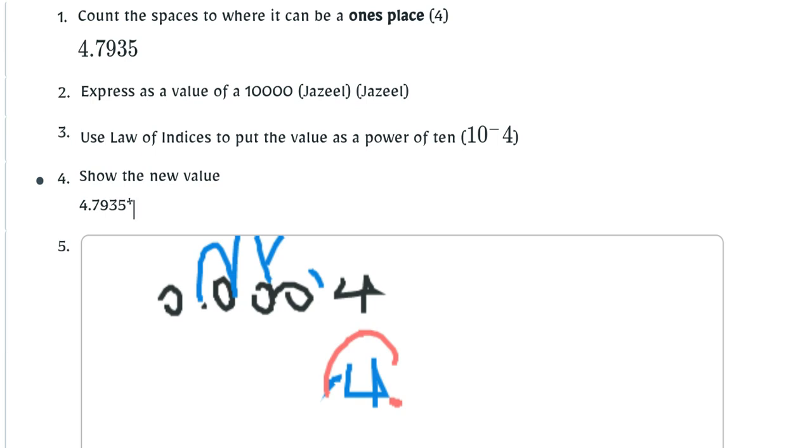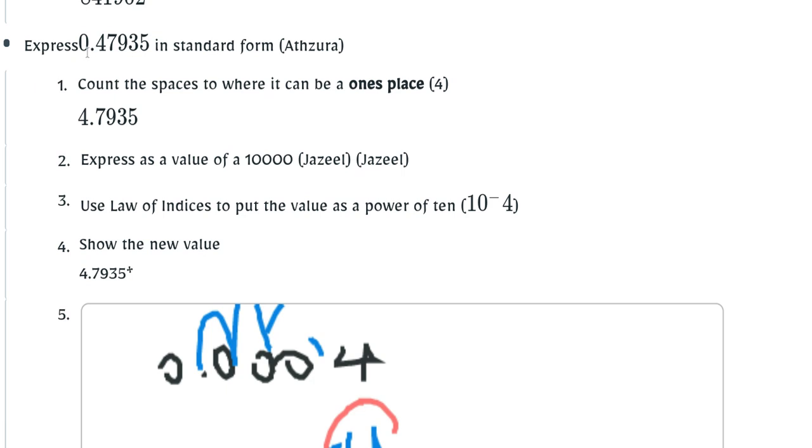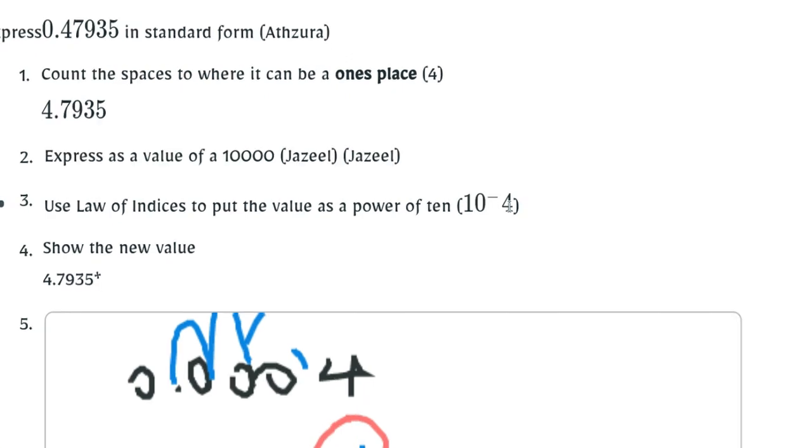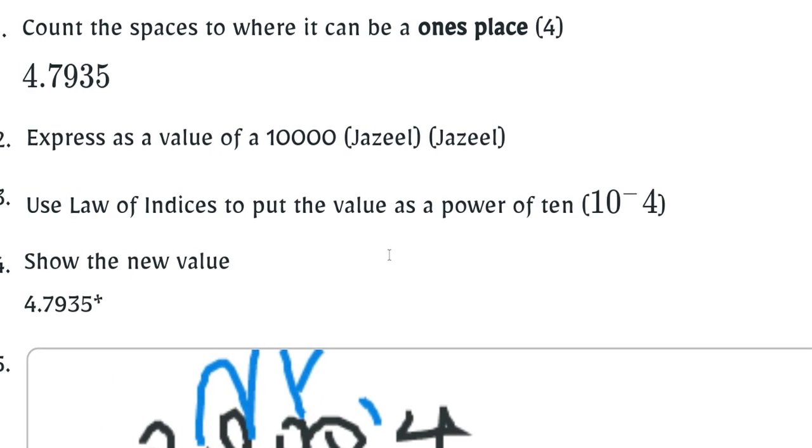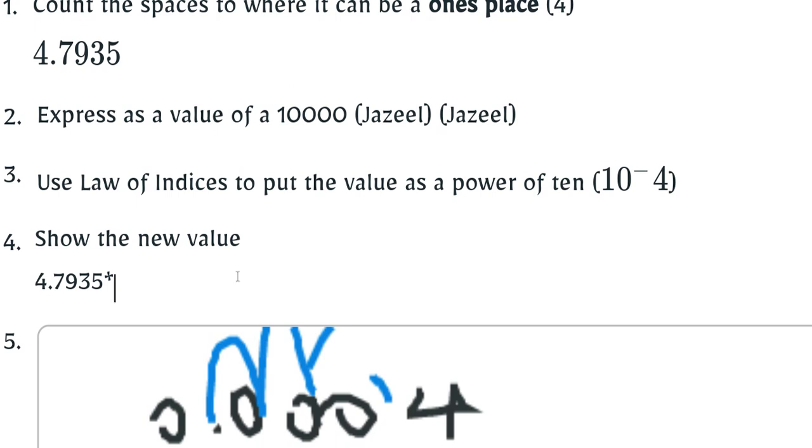If you're going from left to right, so if we had 0 point something, we make the power negative. Look at this, Khalil. We make the power negative. So it's still 4, but we're just indicating that we're getting from a smaller to a larger number. So we would say times 10 to the negative 4.